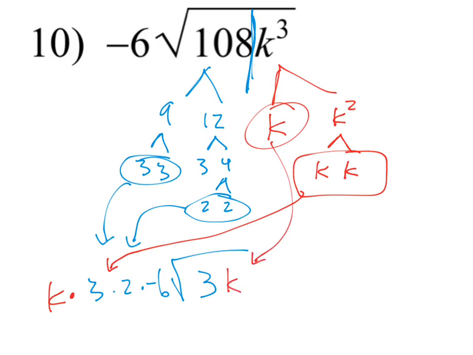And so now we're just going to simplify this expression. We've got k times 3 times 2 times negative 6, which is going to leave you a k. 3 times 2 is 6. 6 times negative 6 is negative 36. And then the 3k just stays inside there. So we're looking at an answer like this.